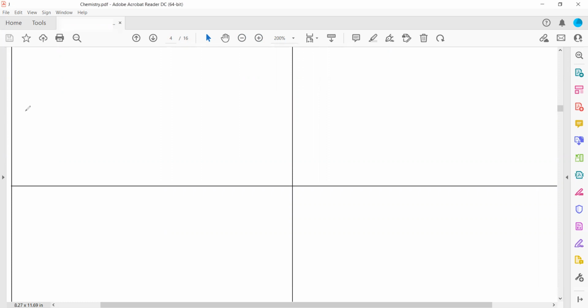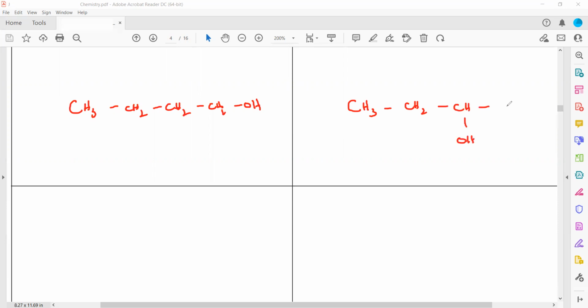So if I write the structural formula, it might be CH3, CH2, CH2, and CH2OH. This is one possible isomer, C4H10O. The second possibility is that OH might be attached to the second carbon, that makes it a secondary alcohol. And it might be a tertiary alcohol, where the carbon which is attached to OH has 3 carbon chains. So primary, secondary, and tertiary, these are the alcohols.